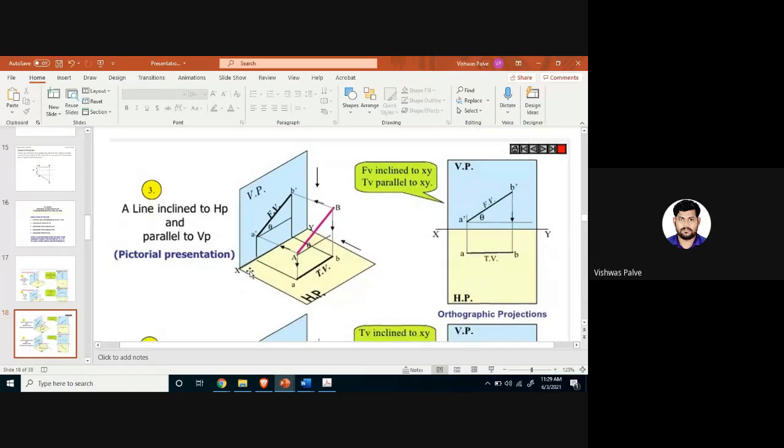Now let us see the third condition: when a line is inclined to HP and parallel to VP. What is the condition now? When a line is inclined to HP and parallel to VP.